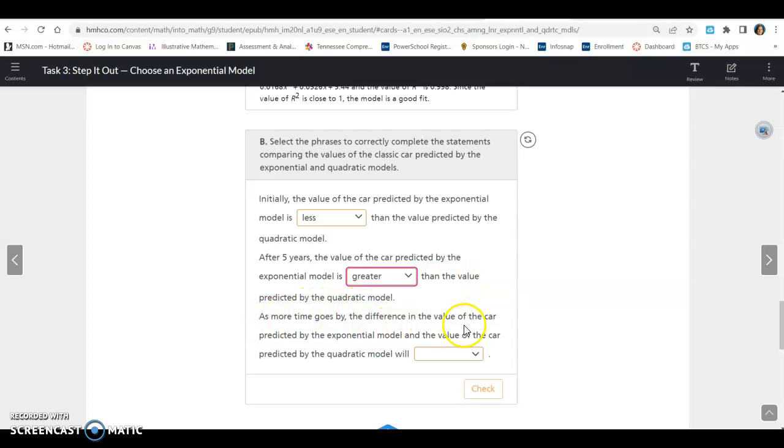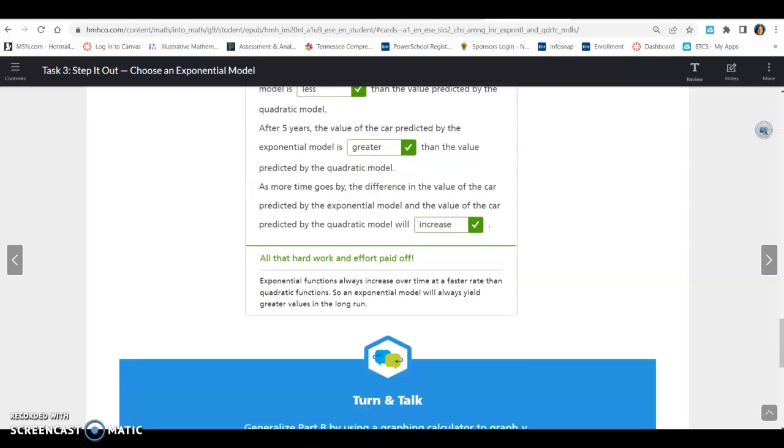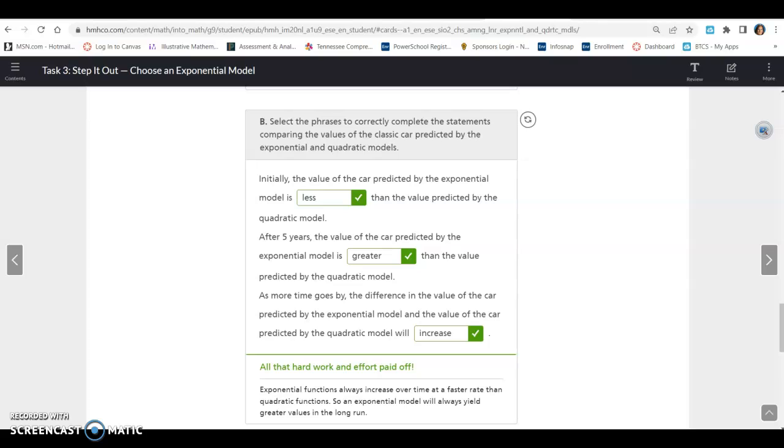As more time goes by, the difference, okay, we're looking at the difference in the value of the car predicted by the exponential model and the value of the car predicted by the quadratic model, they will get further apart. So the difference would increase between those two models. All right, so in this example, we had two very good models. We had to choose the one that was closest. So in this case, the exponential model was closest to predict the value of a classic car. All right, so that's all for task 3. If you have any questions, let me know.